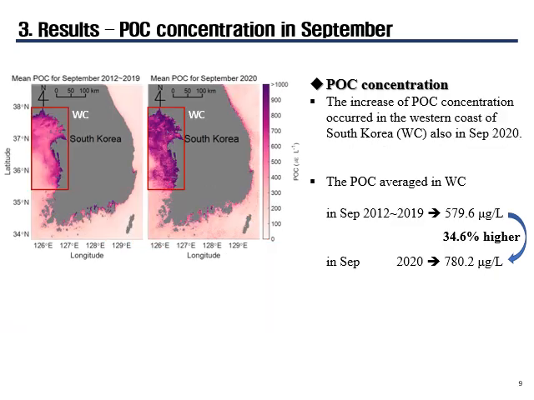And the increase of POC concentration occurred in the western coast of South Korea, namely WC, also in September 2012. The POC concentration averaged in the WC area in September 2012 was 780.2 microgram per liter and is 34.6% higher than that averaged in September from 2012 to 2019.